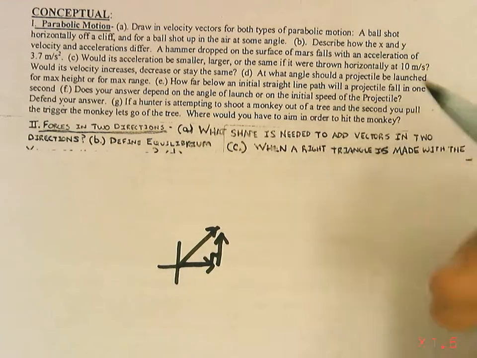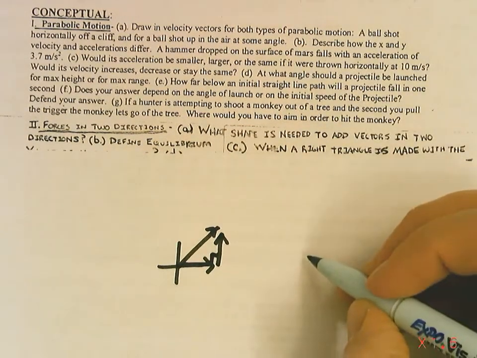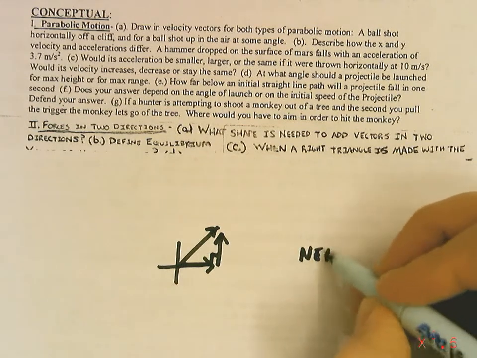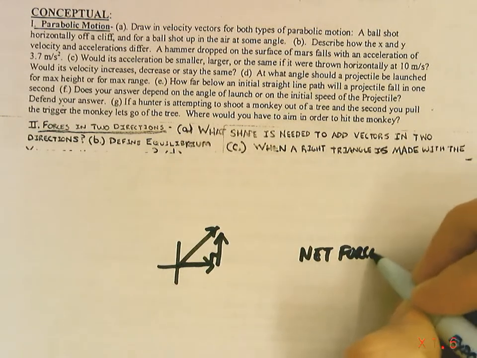Define equilibrium. Equilibrium is defined as when the net force equals 0, or balanced forces.